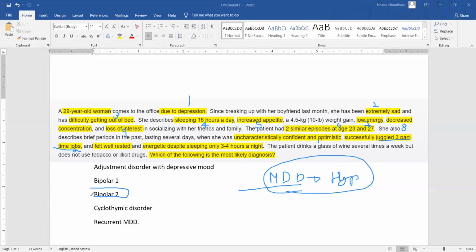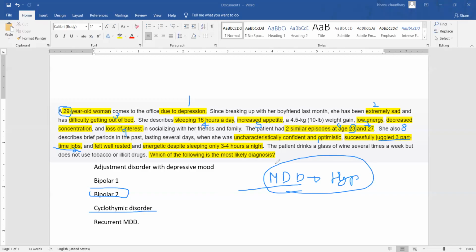Now, why not cyclothymic? For a diagnosis of cyclothymic, the patient must be having symptoms for more than 2 years. In this case, you see all the symptoms started at the age of 23, and now she is 29. It's been like 6 years for the patient, so more than 2. So why not cyclothymic? The gaps should be less than 2 months between those.